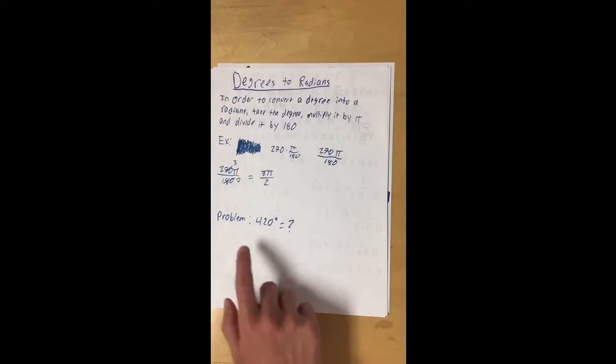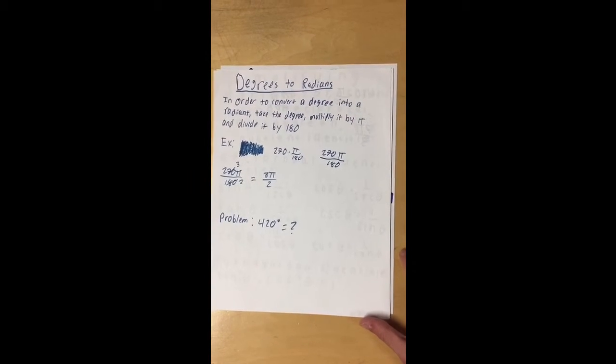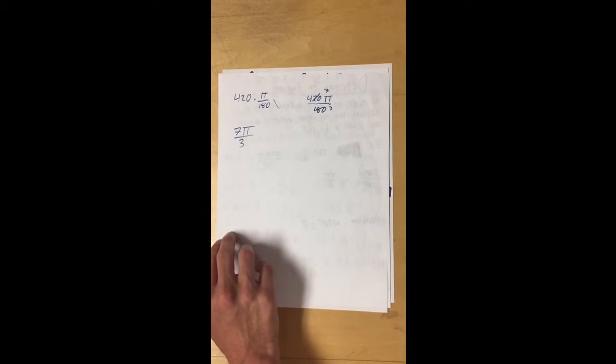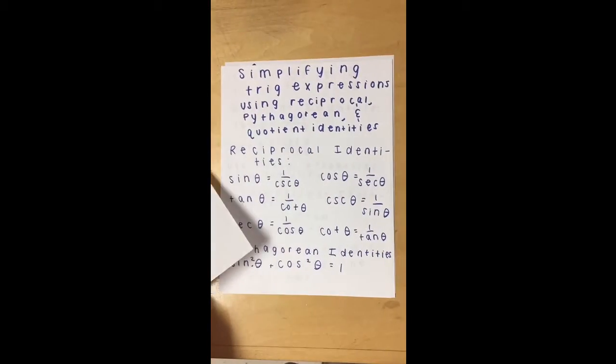So in the problem, convert 420 degrees into radians. The answer you should have gotten is 7 pi over 3 after you simplified the 420 over 180. Good.